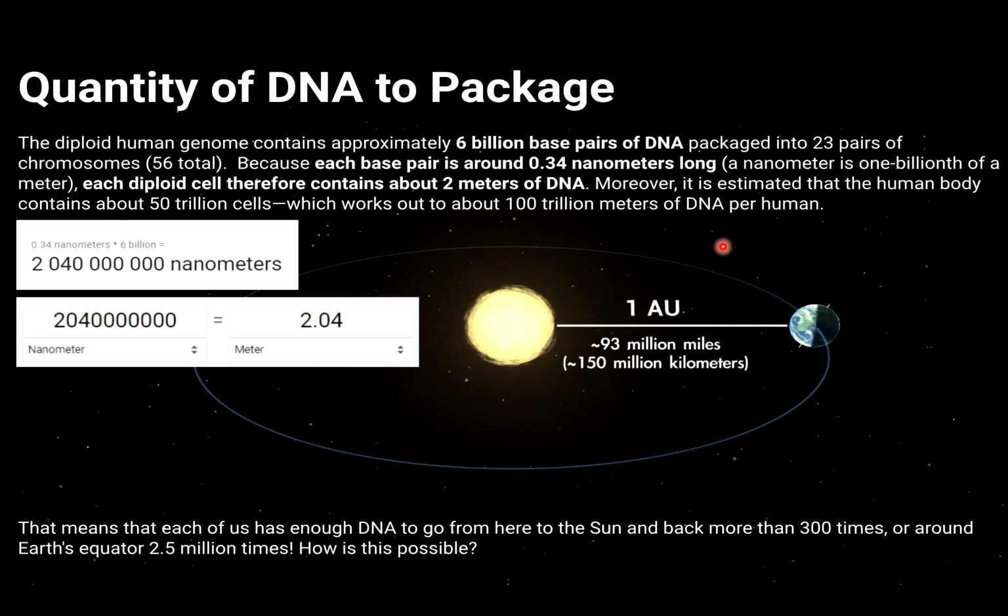Moreover, it is estimated that the human body contains about 50 trillion cells, which works out to about 100 trillion meters of DNA per human. Wow. And 100 trillion meters of DNA means each of us has enough DNA to go from Earth to the Sun and back more than 300 times, or around the Earth's equator 2.5 million times. Imagine how big the DNA length and the data we have.